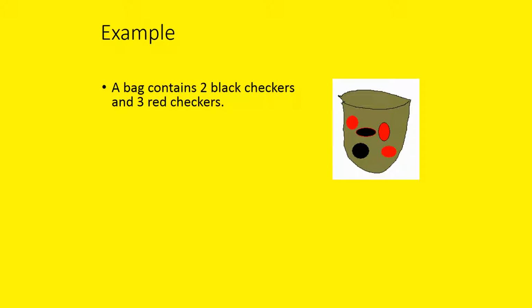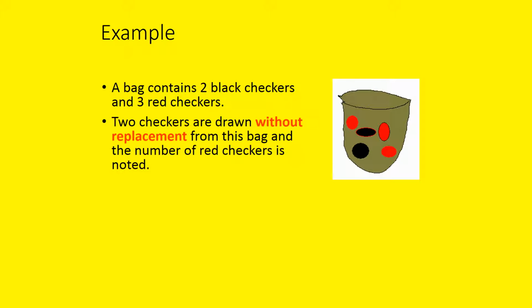Here's an example. A bag contains 2 black checkers and 3 red checkers. 2 checkers are drawn without replacement from this bag, and the number of red checkers is noted. So big words there, without replacement.